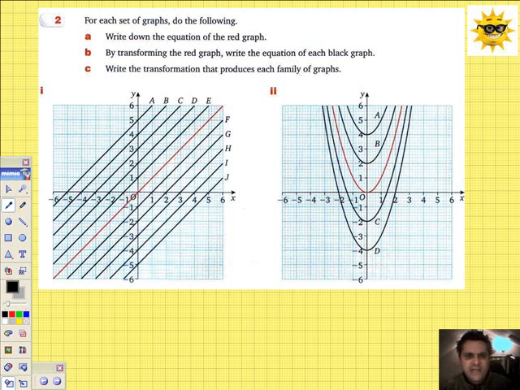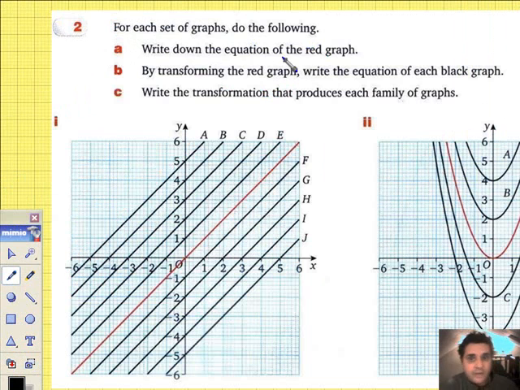Right, here's a relatively easy question, I think. This is question 2 on page 354. It says for each of these sets of graphs, do the following things. Write down the equation of the red graph, so there's my red one there.